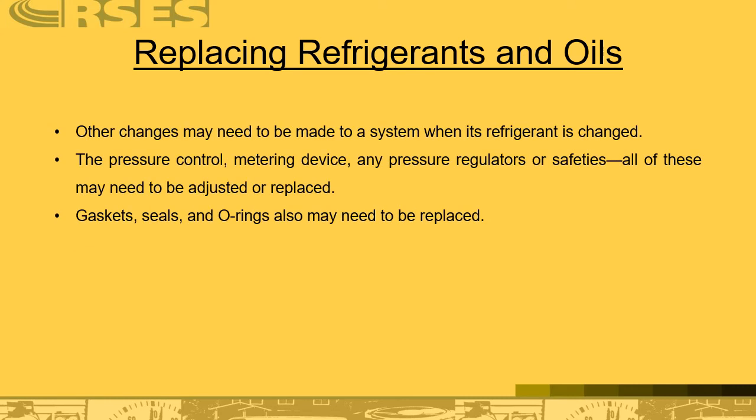Replacing refrigerants and oils. Other changes may need to be made to the system when the refrigerant is changed. The pressure control, the metering device, any pressure regulators or safeties, all these may be adjusted or replaced as needed. Gaskets, seals, and O-rings may also need to be replaced. Once again, if the equipment's old, my advice to the customers is always just to replace the equipment.